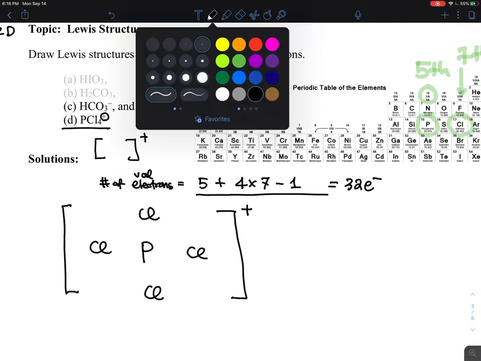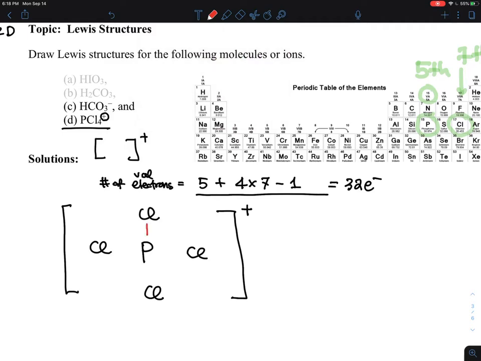And then just like usual, let's make the bonds. So 1, 2, 3, 4. That makes it 8 electrons that I consume, and I end up having 24 electrons left. And then let's use a blue dot this time. So each outside atom, 1, 2, 3, 4, 5, 6, 7, 8, including the bond. Chlorine, which is a halogen, needs 3 lone pairs to satisfy the octet rule.